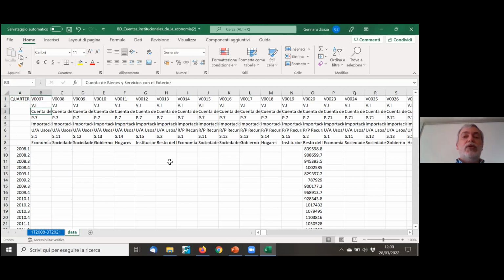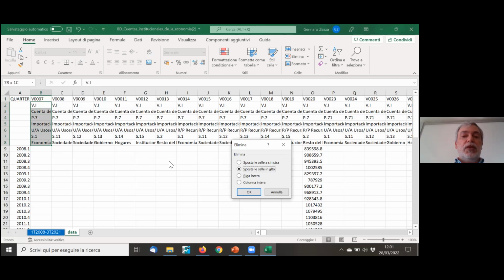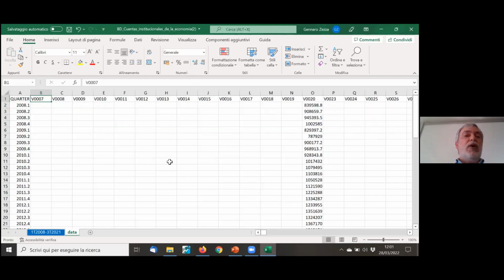We have these rows which contain information, and we may want to choose whether to use this information directly or not. In R, I don't know how to deal with this in a proper way, so I prefer to have simply the variable name and the data, and then to deal with the variable description somewhere else. So I will delete these rows, delete whole rows, so that now I only have the variable name in the first row and the data in the subsequent rows up to the third quarter of 2021.